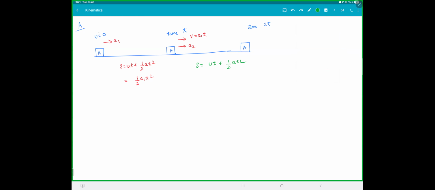Your initial velocity here is the final velocity in the first part. Are you getting what we did? We split the motion into two parts. From 0 to t, I'll use the kinematics equations because a is constant, and from t to 2t also. The final velocity in the first part is the initial velocity for the second part. So the distance in the second part is a1t into t plus half a2t square. This would be the total distance traveled by A. Add both of them.